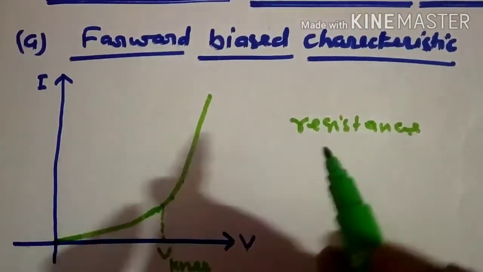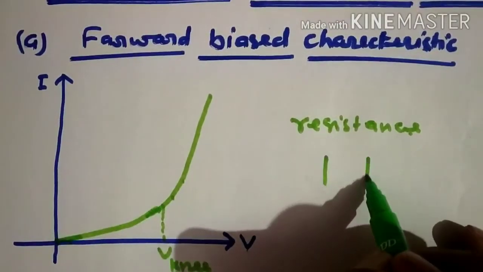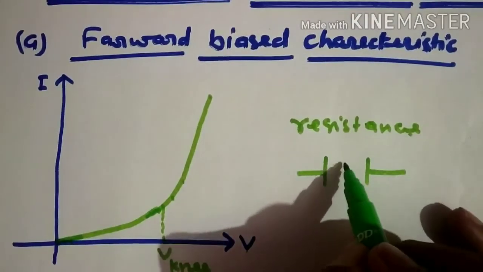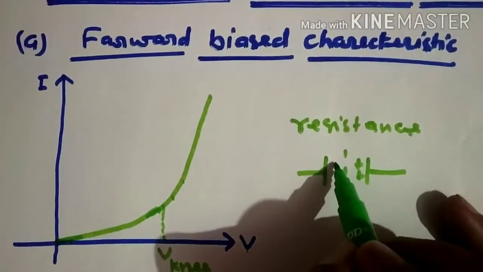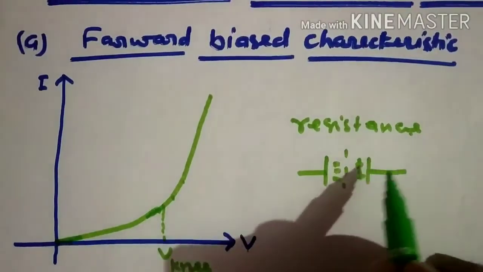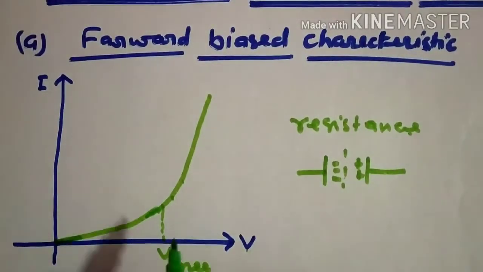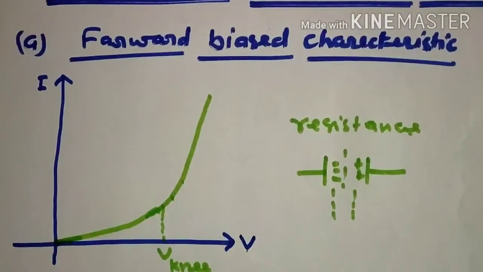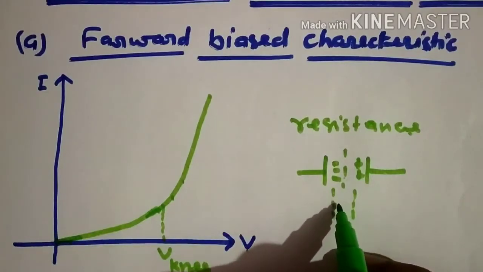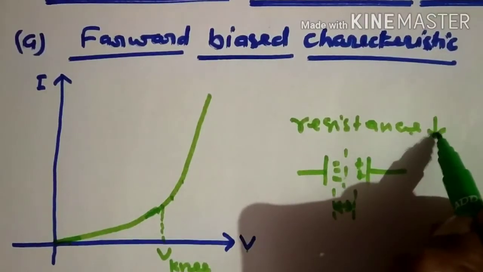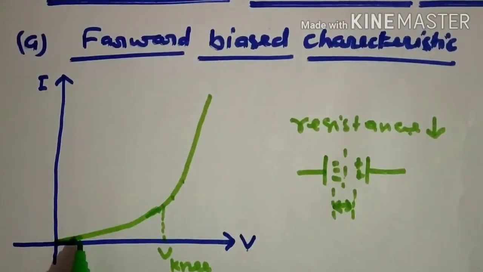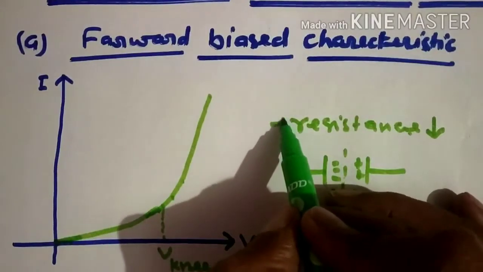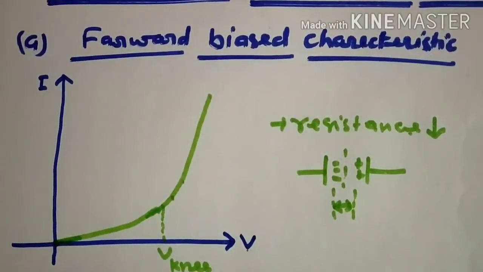As I told, most of the resistance is in the depletion layer. This is the depletion layer, where the net charge is 0. But in the forward biasing, this depletion layer width decreases. And because of this decrease in the depletion layer, the resistance also decreases. So in the forward biasing, the resistance decreases. Why does resistance decrease? Because the width of the depletion layer decreases.